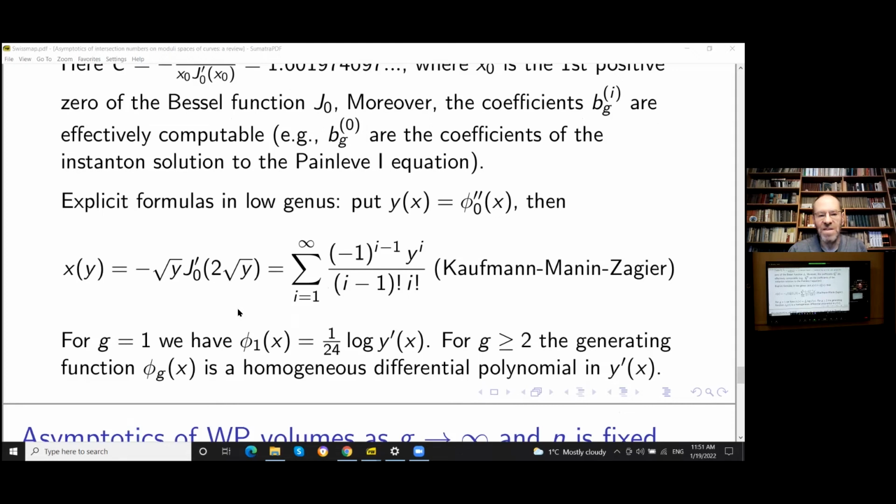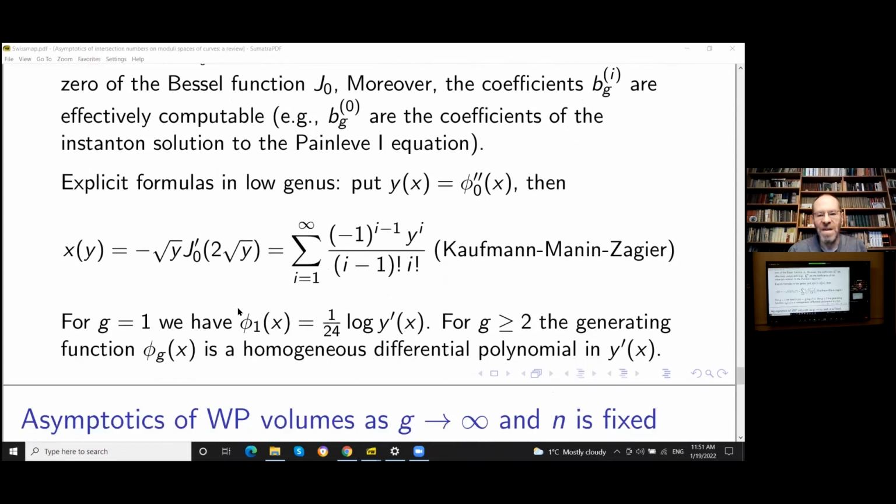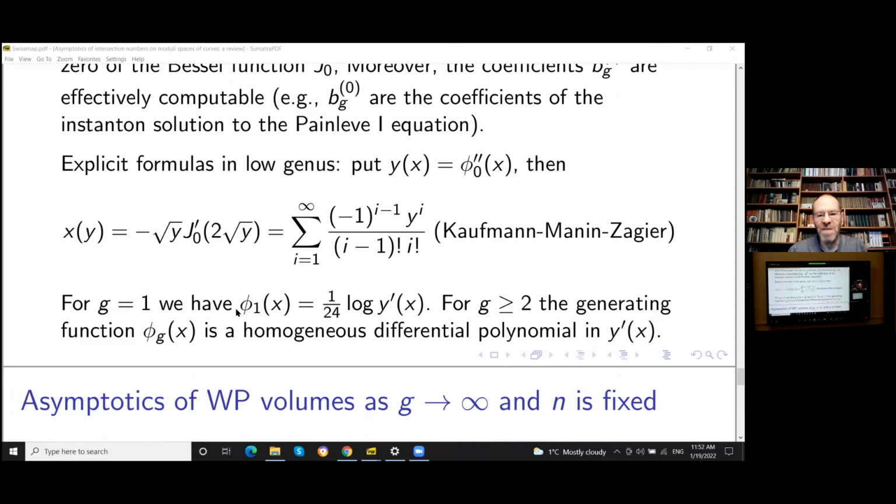For small g, one can also get explicit formulas for the generating function of genus g Weil-Petersson volumes. For example, if we take g equal to 1, then phi 1 of x is 1 over 24 times the logarithm of y prime of x, or the third derivative of phi naught of x, which is this. For g equal to 2 or larger, the generating function is a homogeneous differential polynomial in y prime of x, and its coefficients can also be computed explicitly, but again, not fast.